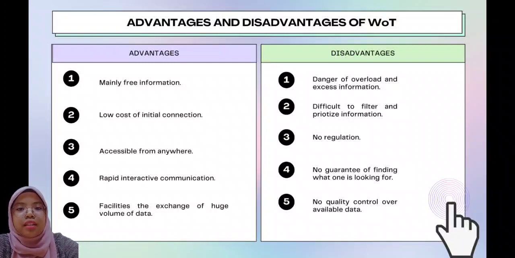Now look at the disadvantages. The disadvantages of WoT, first, is the danger of overload and excess information. Next is difficulty filtering and prioritizing information, no regulation, no guarantee of finding what one is looking for, and no quality control over the available data.